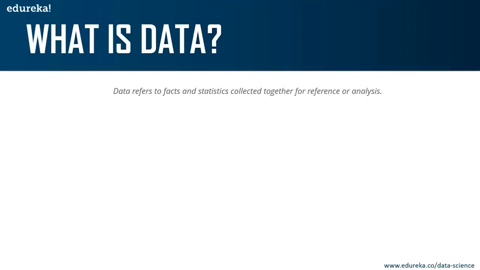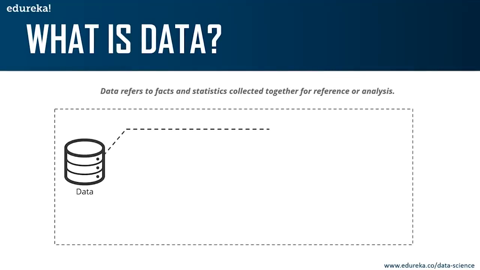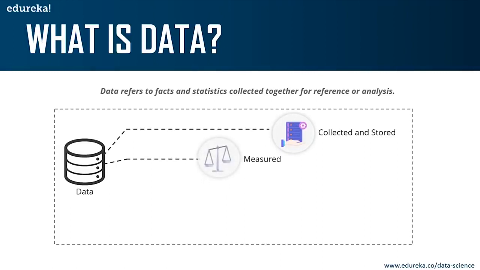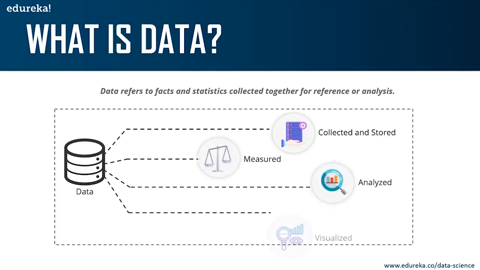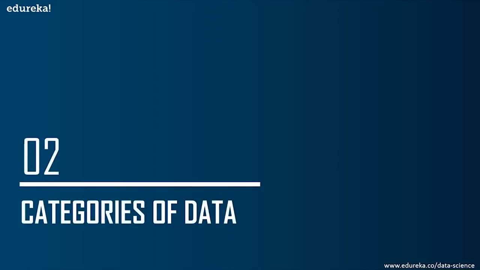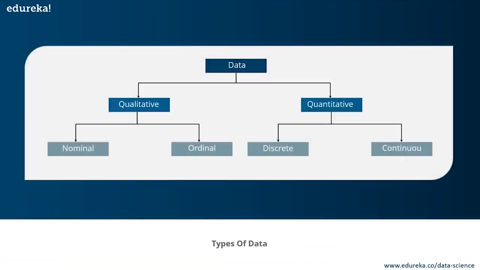To give you a formal definition, data refers to facts and statistics collected together for reference or analysis. Alright, this is the definition of data in terms of statistics and probability. So as we know, data can be collected, measured and analyzed, and visualized by using statistical models and graphs. Now, data is divided into two major subcategories. First we have qualitative data and quantitative data. These are the two different types of data. Under qualitative data, we have nominal and ordinal data, and under quantitative data, we have discrete and continuous data.